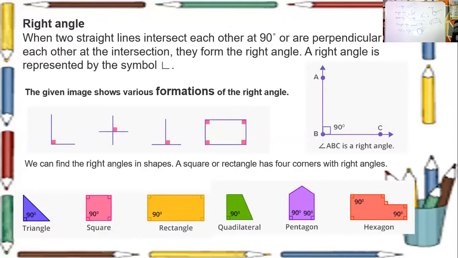Right angle. Right angle means 90 degrees. Where have we seen 90 degrees? 90 degrees can also be seen in many places like square and rectangle. In all these places you can see the 90-degree angle.